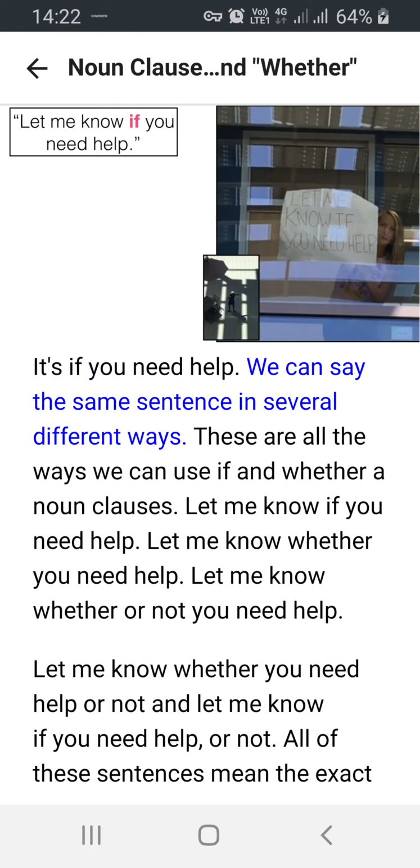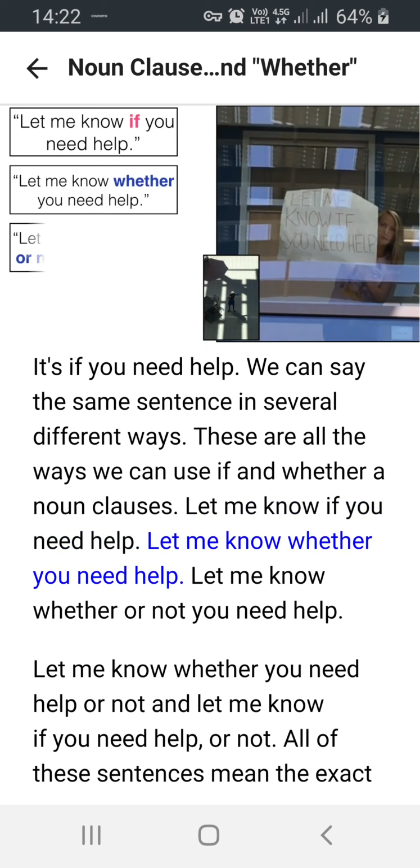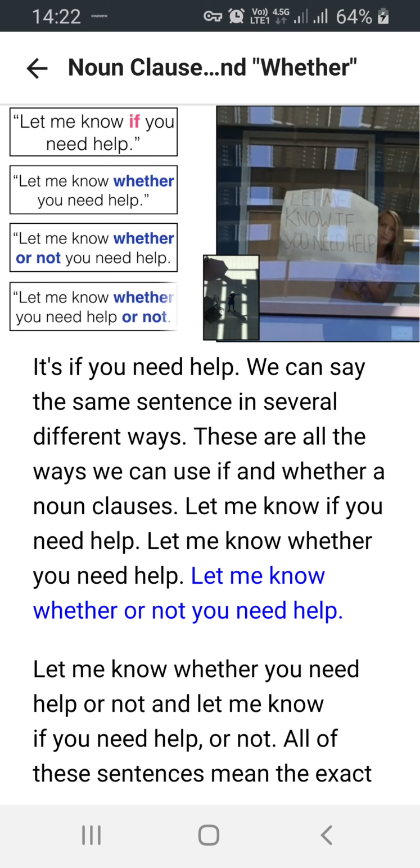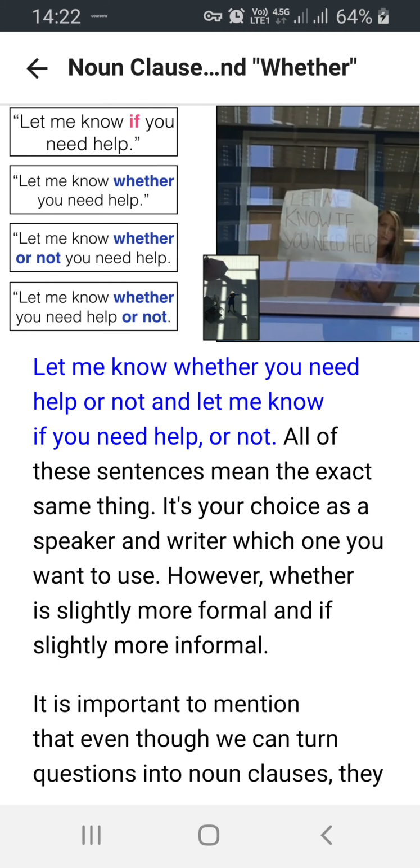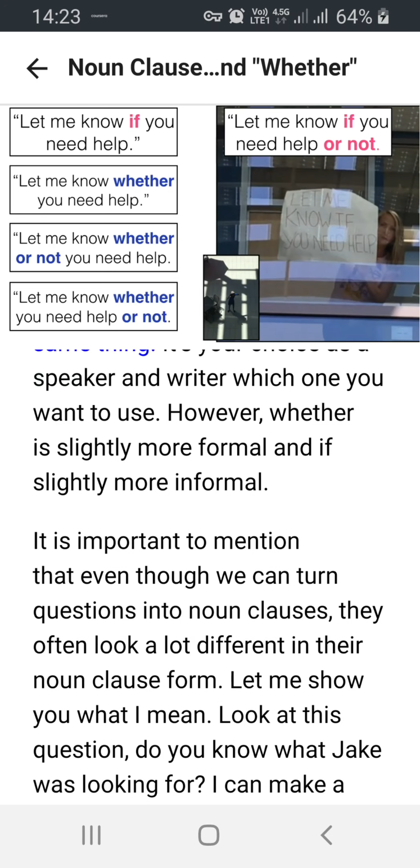We can say this same sentence in several different ways. These are all the ways we can use if and whether in noun clauses. Let me know if you need help. Let me know whether you need help. Let me know whether or not you need help. Let me know whether you need help or not. And let me know if you need help or not. All of these sentences mean the exact same thing.